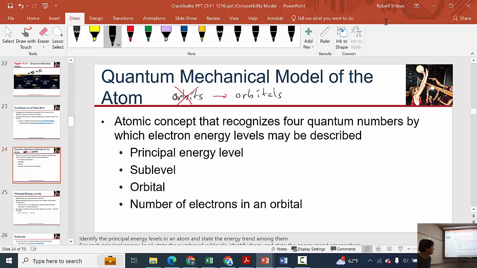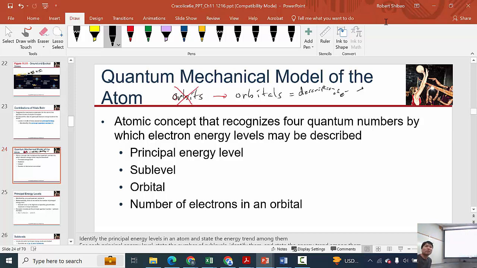Orbitals are a description of the electron. What do you want to know about the electron in an atom? Those 4 things listed below are going to tell us what we want to know about the electron. What do we want to know about the electron?